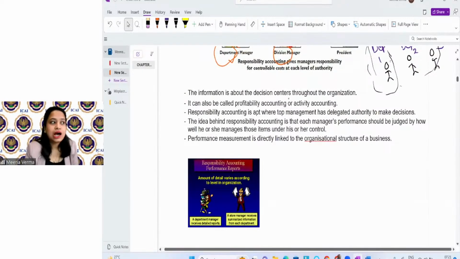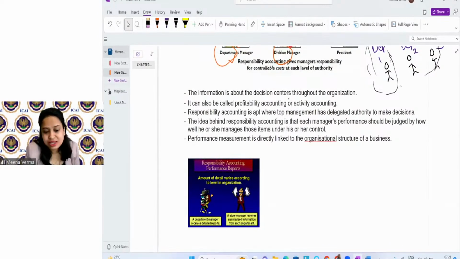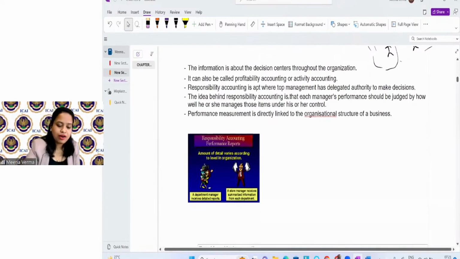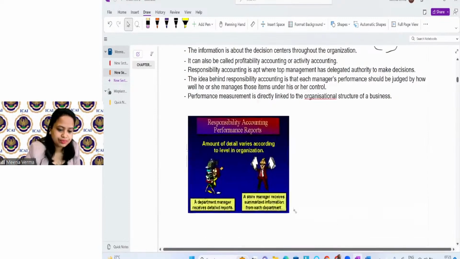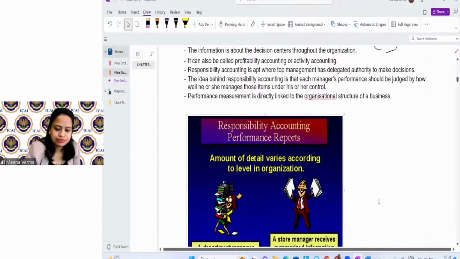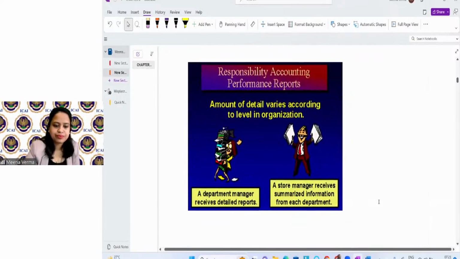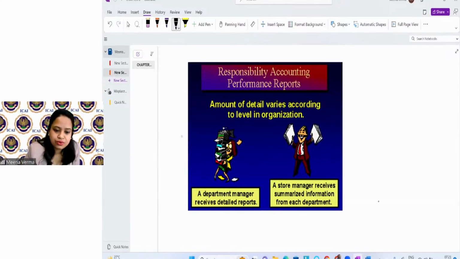Accordingly, we will account for them. See, you have the authority and you are responsible for this, right? You have the authority to do this and you are responsible for this, right? Okay. Responsibility accounting, performance report. So what will happen here? The amount of detail varies according to the level of organization.